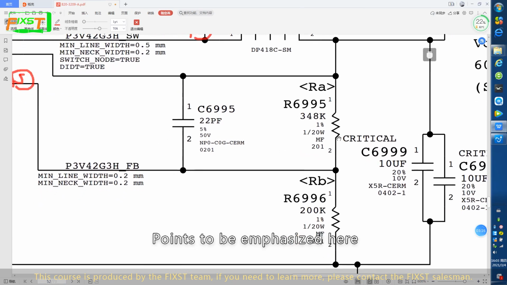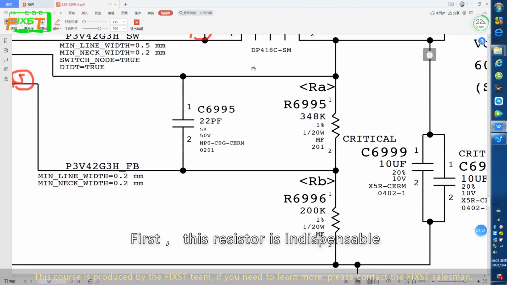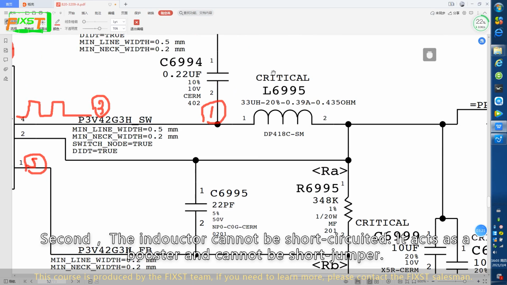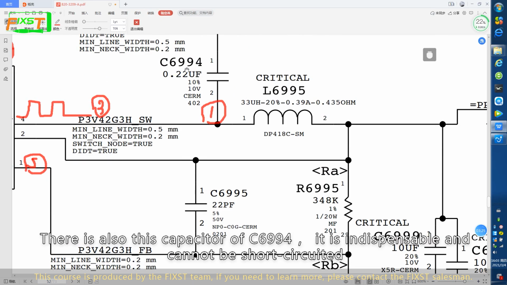Points to be emphasized here. First, this resistor is indispensable. Second, the inductor cannot be short circuit. It adds a booster and cannot be short jumper. There is also the capacitor of C6994. It is indispensable and cannot be short circuit.